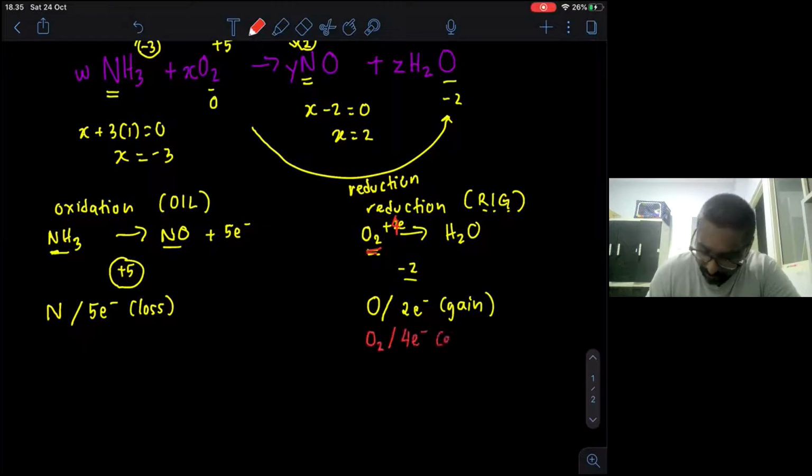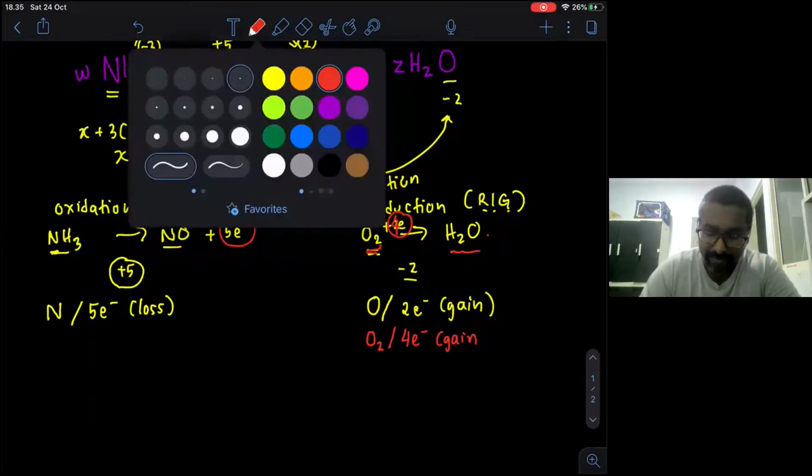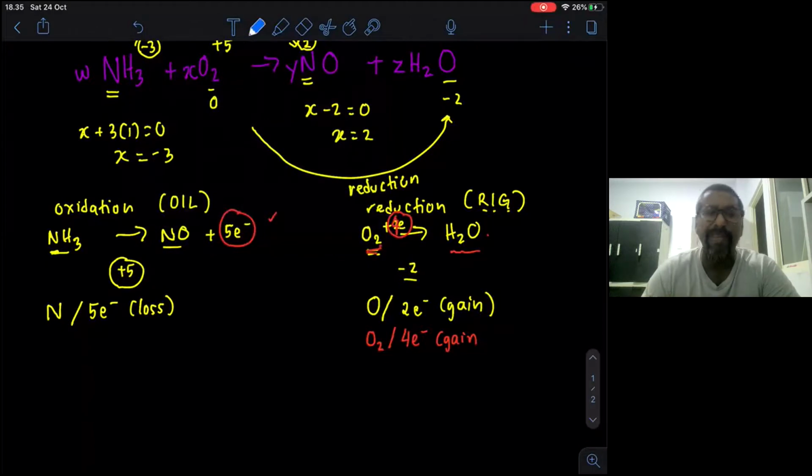Now, ignore this part. We can balance it later, because 2 oxygen and then 2, no need to worry about that. Now we just need to worry about the number of electrons. If you look at the number of electrons, that's 5 and that's 4. On your right hand side of the equation, there are 5 electrons, and on your left hand side there are 4 electrons. So we need to eliminate these electrons. How do we eliminate the electrons?